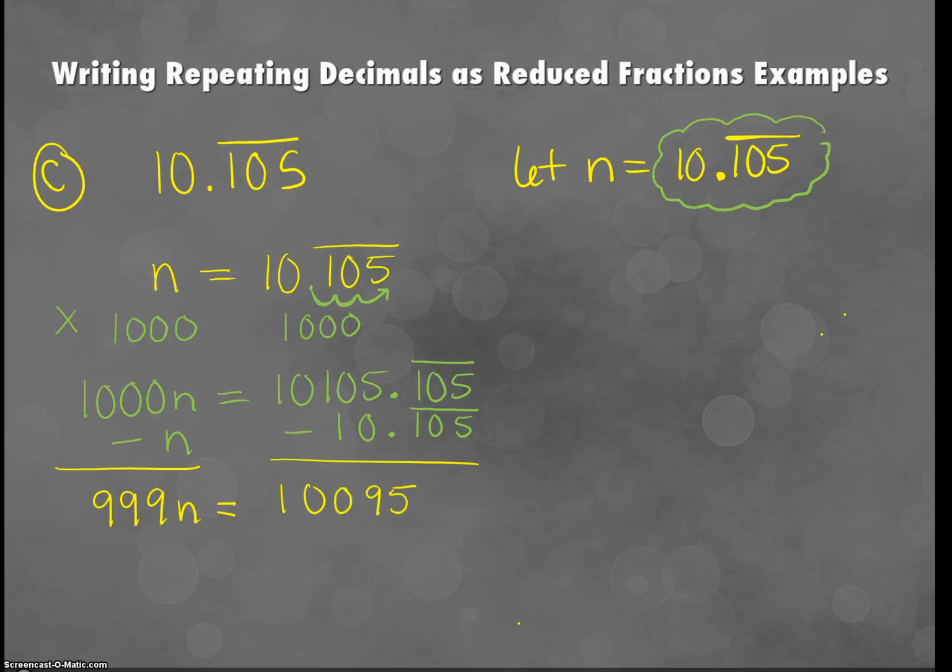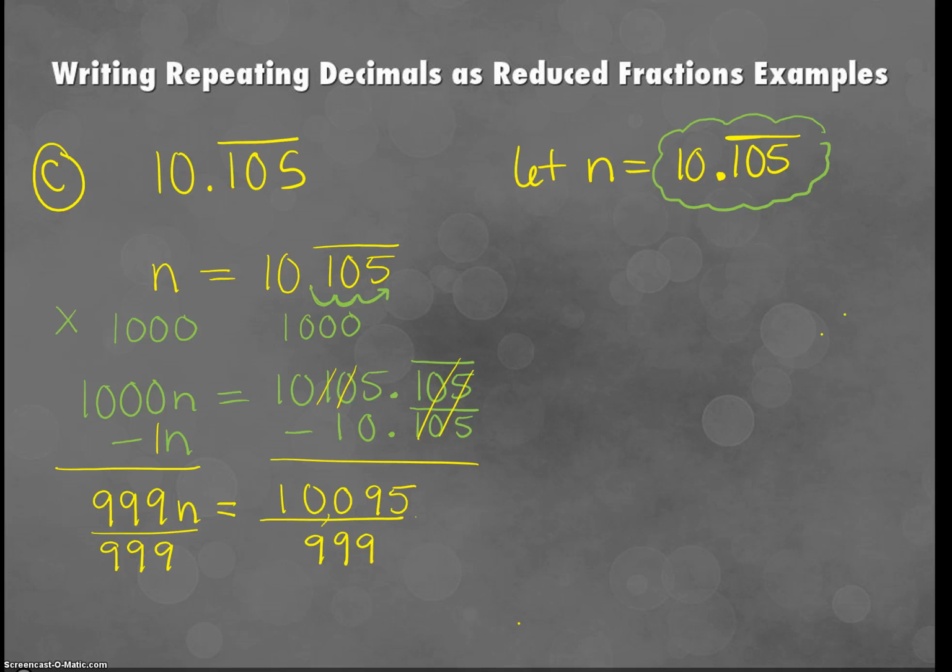So the left side in this case is the easiest. 1,000 minus 1 gets you 999. On the right side, the bars cancel out. Decimal comes straight down. 5 minus 0, 10 minus 1, 0 minus 0, and 10. So I get 999n is equal to 10,095. So divide both sides by whatever's next to your variable. And since your top number is bigger than your bottom number, you know you're going to have a mixed number.